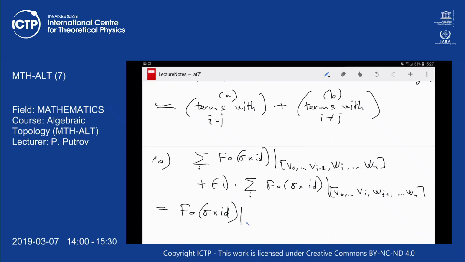So almost everything cancels except the F0 sigma times identity restricted to, so this first term here will be when everything is W. Minus, and here the only survivor will be when everything is V.